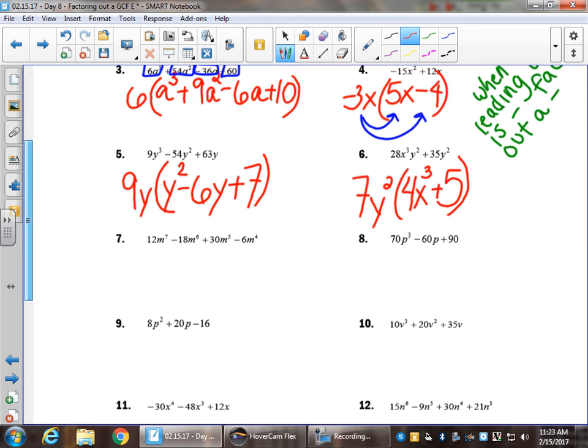Number 7. We have a 12, a negative 18, a 30, and a negative 6. What can I take out of all those numbers? What's the greatest factor of all of those numbers? What about the variable? M, 4, exactly. M to the 4th. Now you guys finish. Quickly.